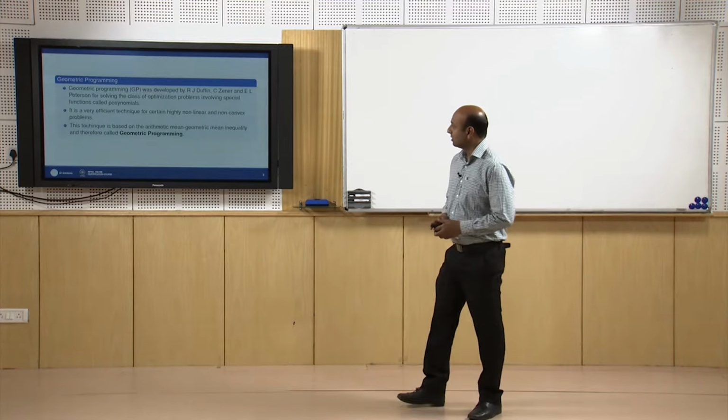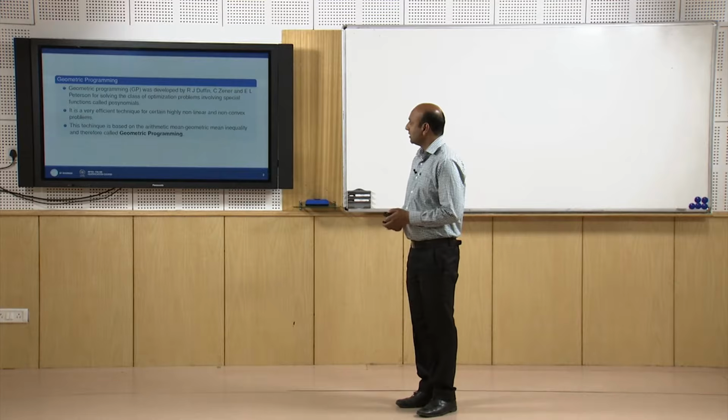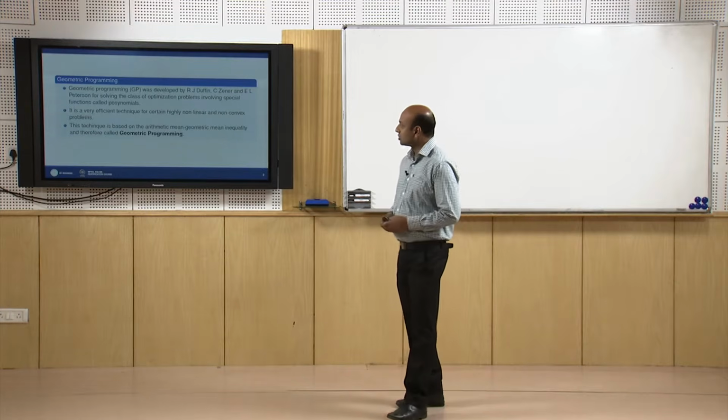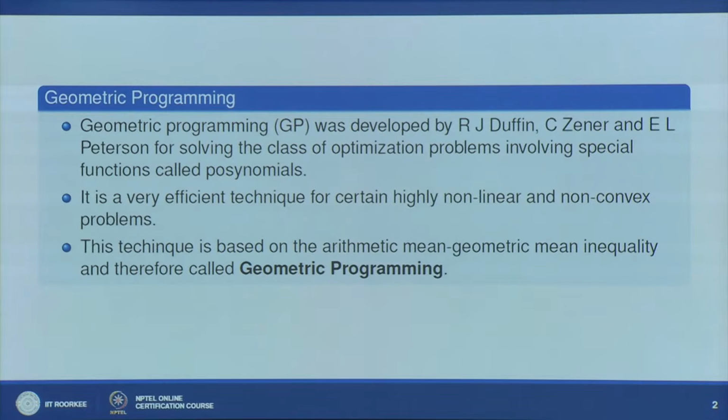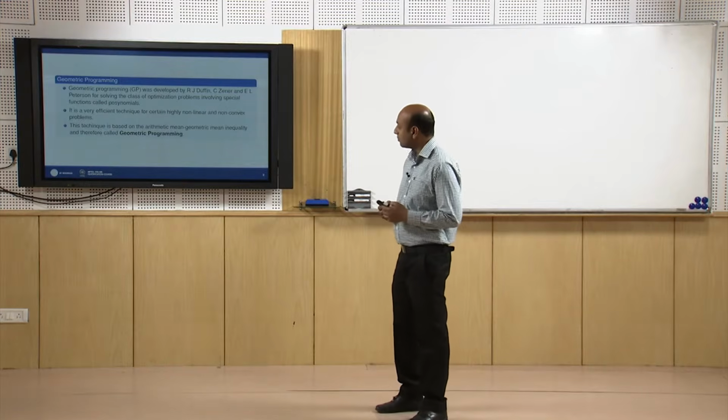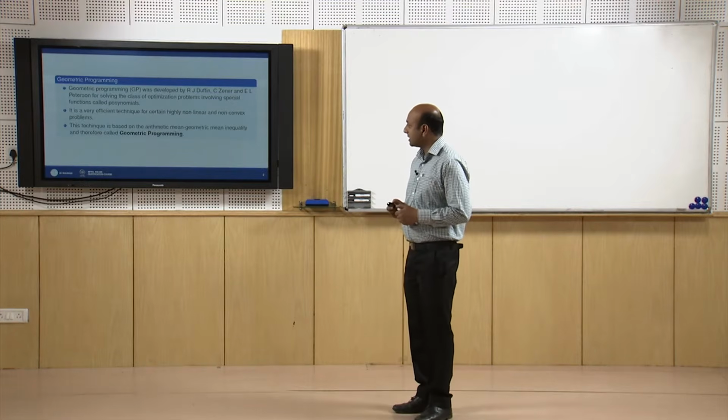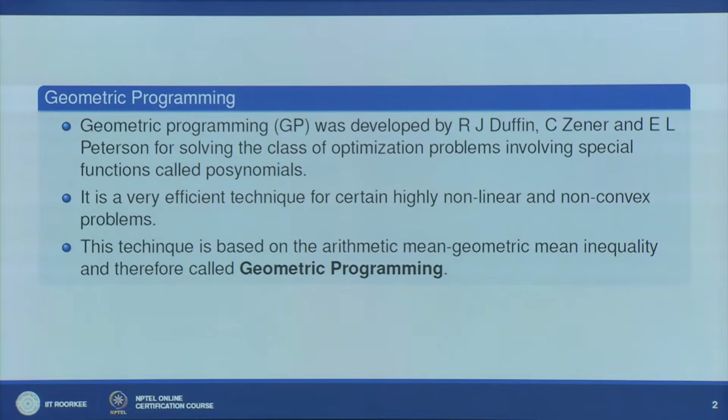Geometric programming was developed by Duffin, Jenner and Peterson for solving a class of optimization problems involving a special function called polynomials. It is a very efficient technique for certain highly nonlinear and non-convex problems. If we have a complicated nonlinear problem or a non-convex problem, geometric programming is efficient. This technique is based on the arithmetic and geometric mean inequality, and therefore we call it geometric programming.